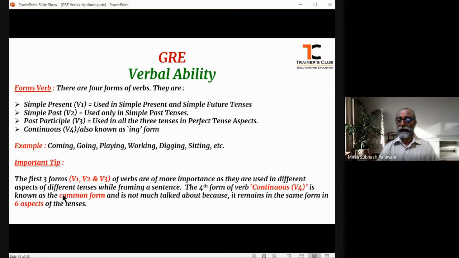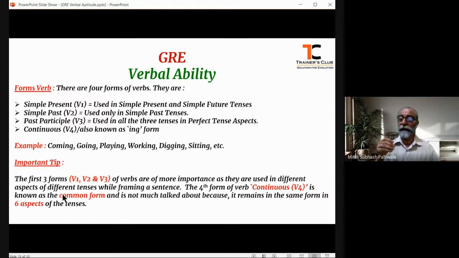The first form is known as simple present or V1. This is the original form of the verb, V1. This V1 form is used to make sentences in simple present tense and simple future tense. I repeat it again. Listen attentively. The V1 form of the verb is used to make a sentence in simple present tense and simple future tense.